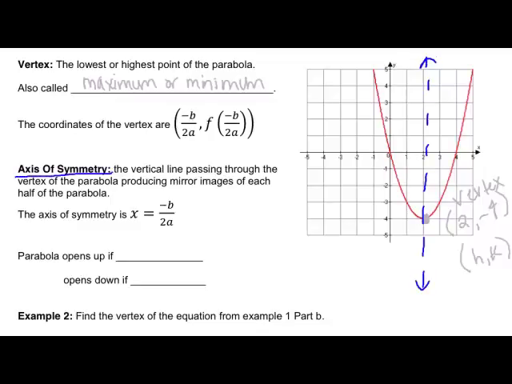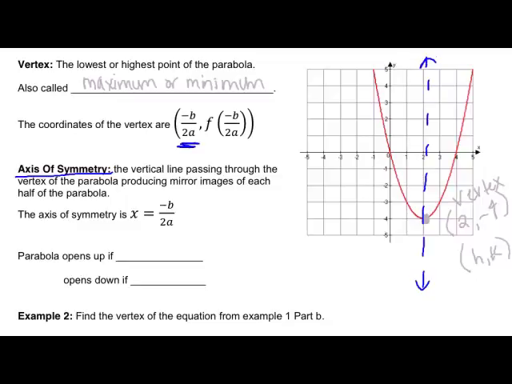Now the equation to find the axis of symmetry is x equals negative b over 2a. And you'll notice that we can use this to find the vertex as well. So to find the vertex, we're going to take the opposite of b all over 2a. That's going to give us our x coordinate. We're going to plug that in to get our y coordinate, and that will get us our vertex. So we know that the axis of symmetry is just the x coordinate of our vertex.